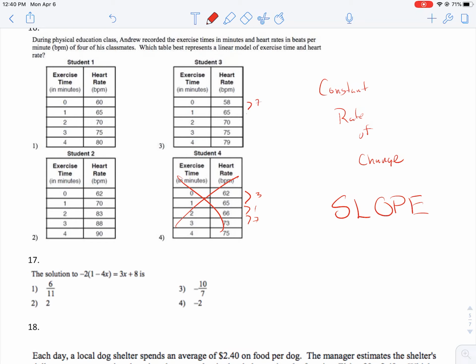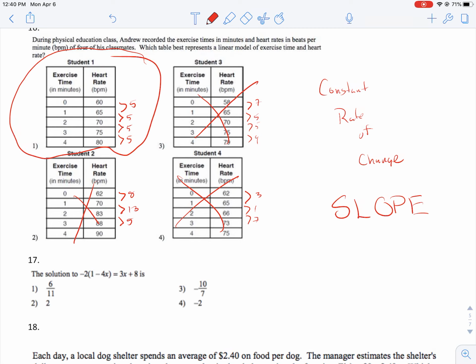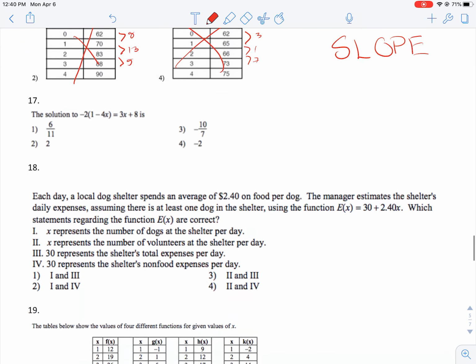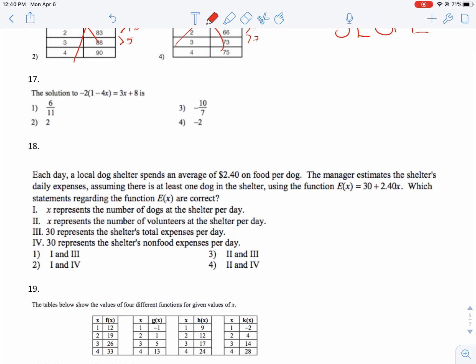So this one increases by 3, 1, 7. Okay, that one's out. How about this one? This one increased by 7, 5, 5, 4. That one's out. This one is 8, 13, 5. That one's out. And if you look at this one, it increases by 5 each time. So number 1 is the correct answer for 16.